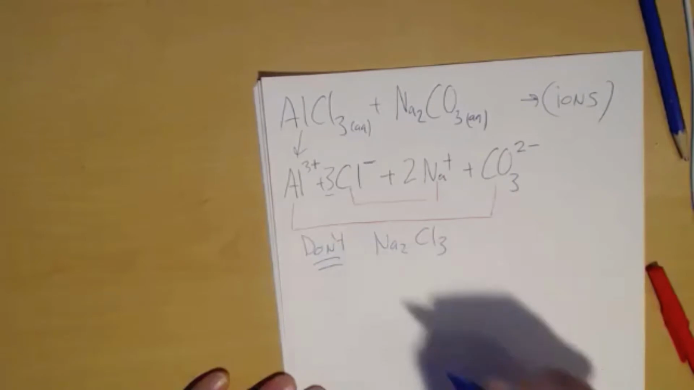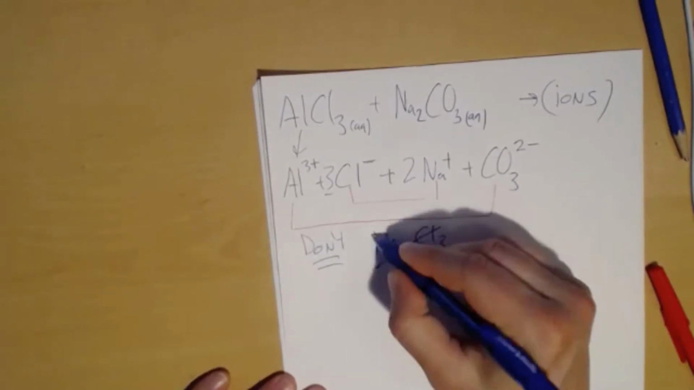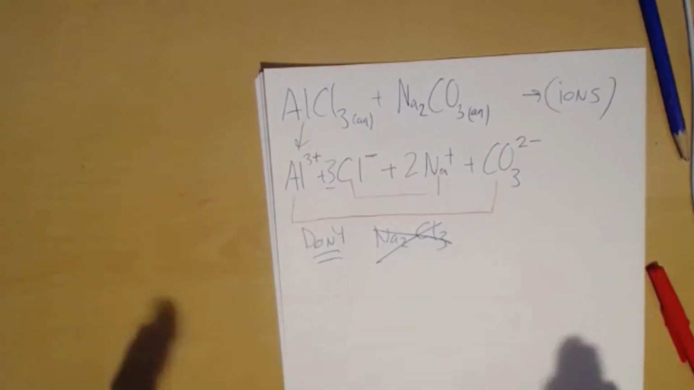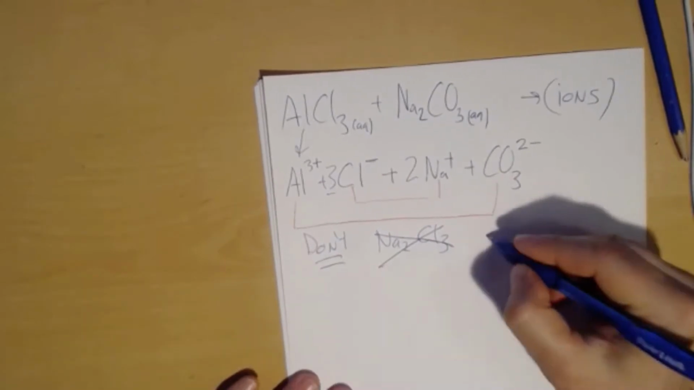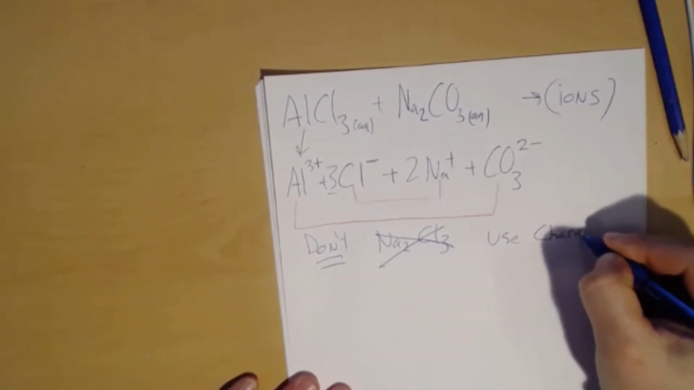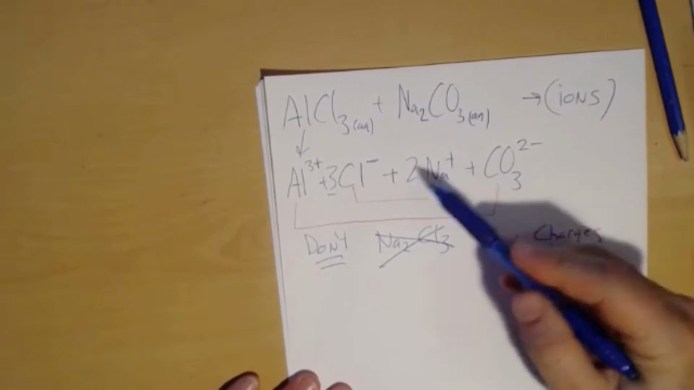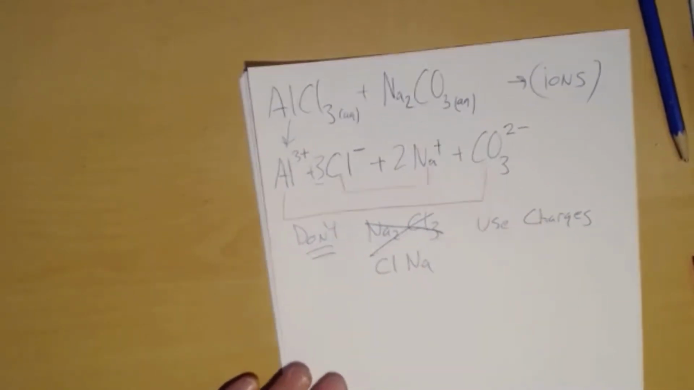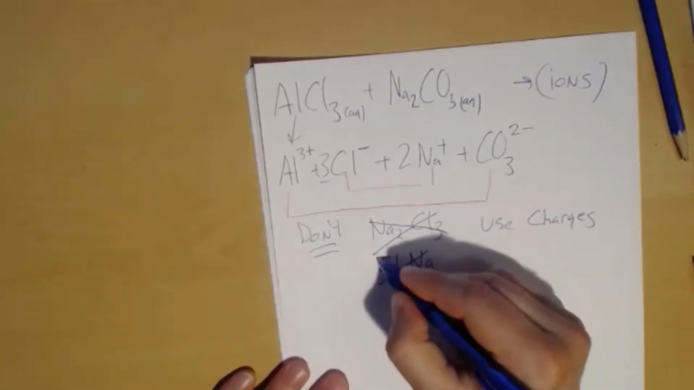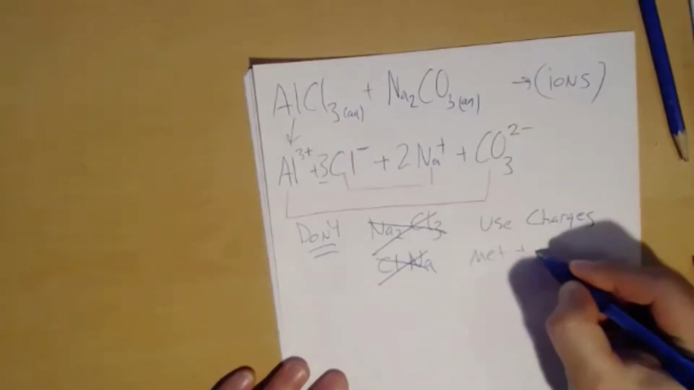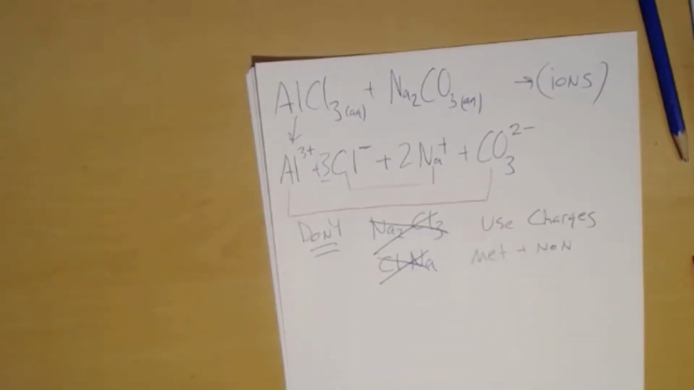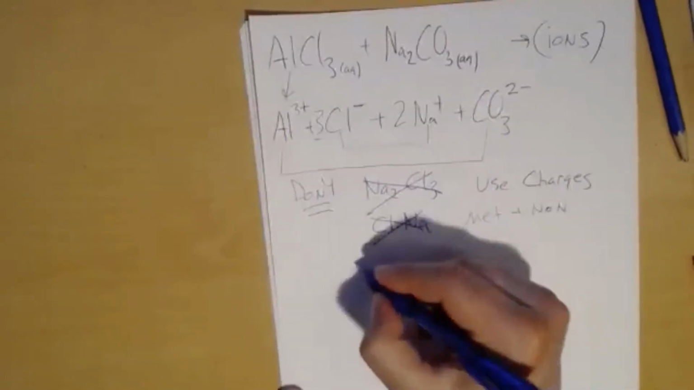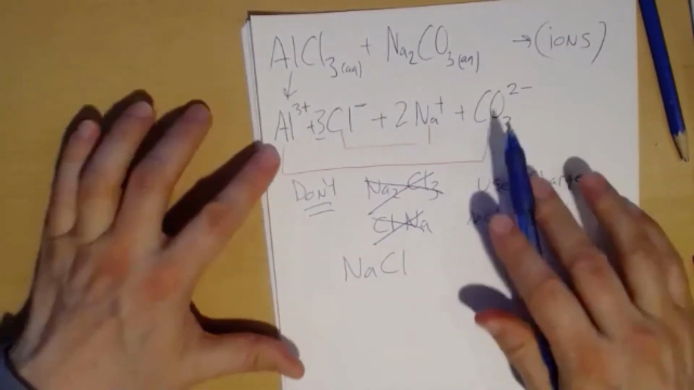Don't do that. That would be bad. You have to balance, so you have to put them together based on their charges. Use the charges. What do we get? So if this is +1 and that's -1, another don't would be, you have to go metal plus non-metal. Okay, so the only way they're going to go together is NaCl, right? +1 -1. How about the aluminum and the carbonate?